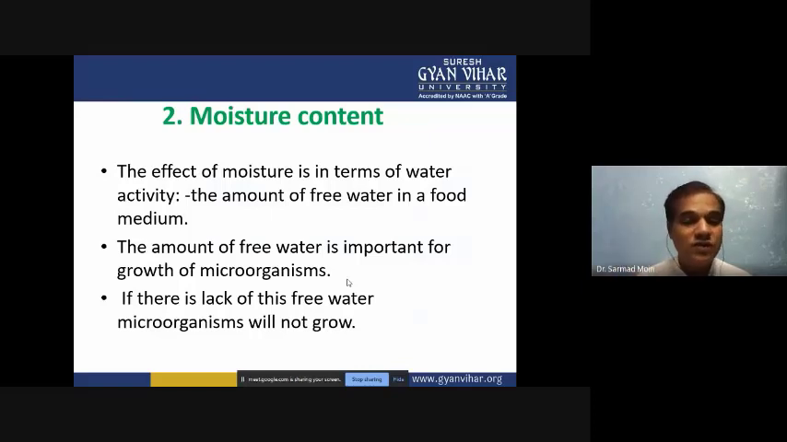If there is no free water, like in dry fruits and nuts, many nuts have no water or very little free water. That's why their shelf life is 360 days or more. If there is a lack of free water, microorganisms will not grow.